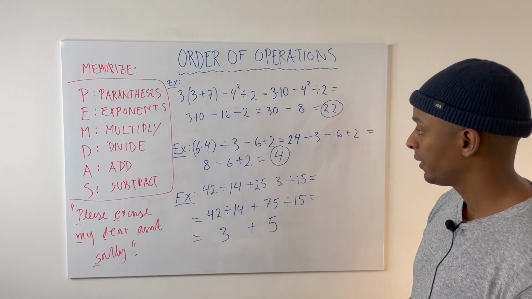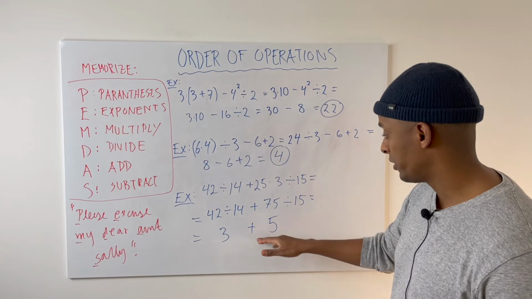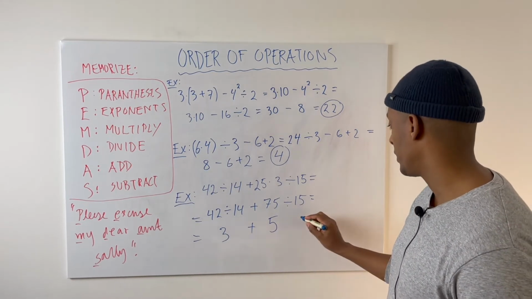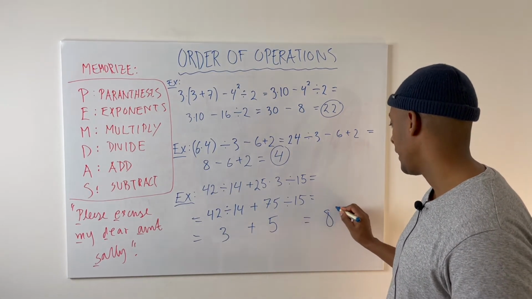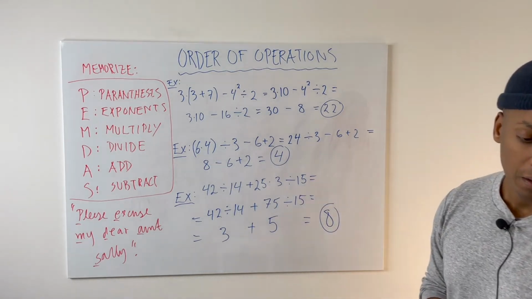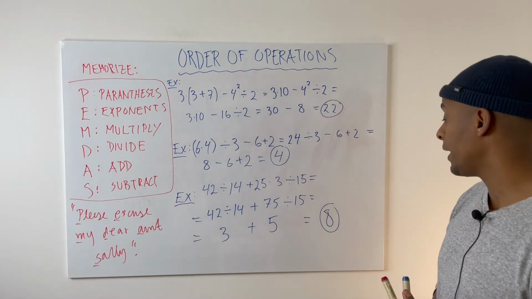Okay. And now finally, we only have one addition left. So we do 3 plus 5, that's equal to 8. So the answer here is 8.